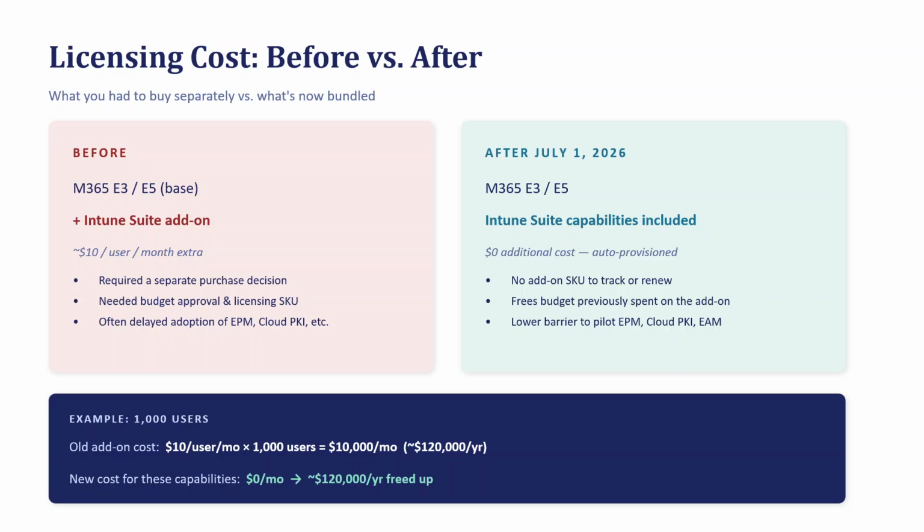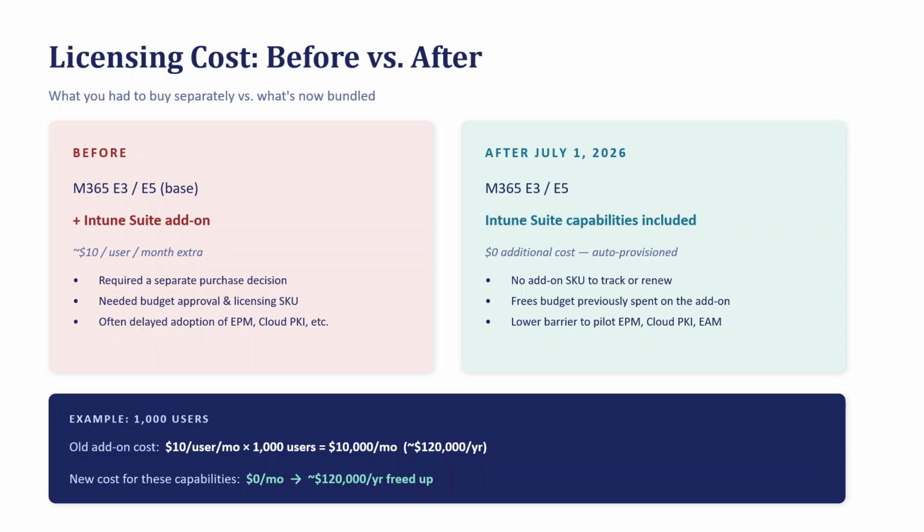If in your organization you have 1,000 users, the add-on costs $10 per user per month, multiplied by 1,000, which is $10,000 per month, and which is almost $120,000 per year. Now the cost for this capability is zero. You're saving approximately $120,000 annually.